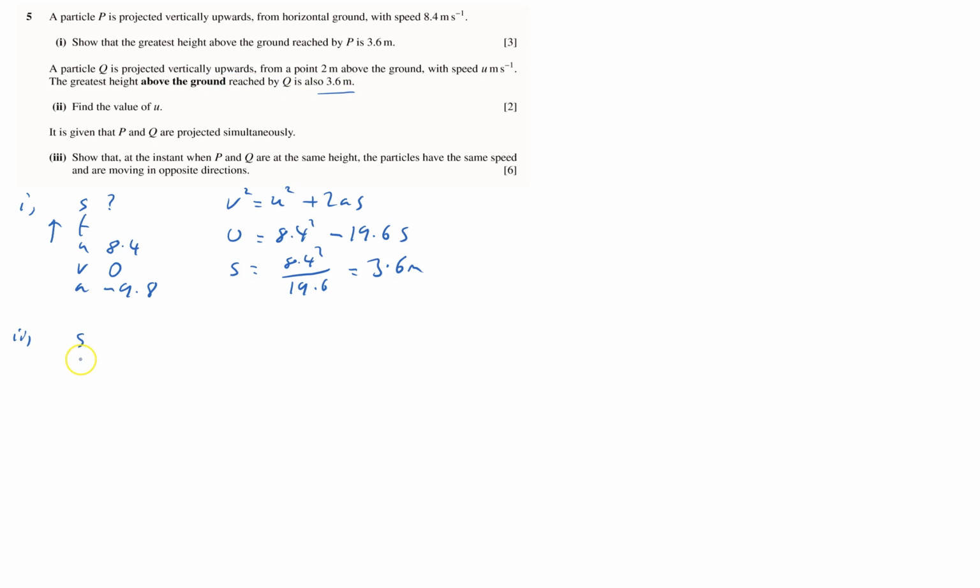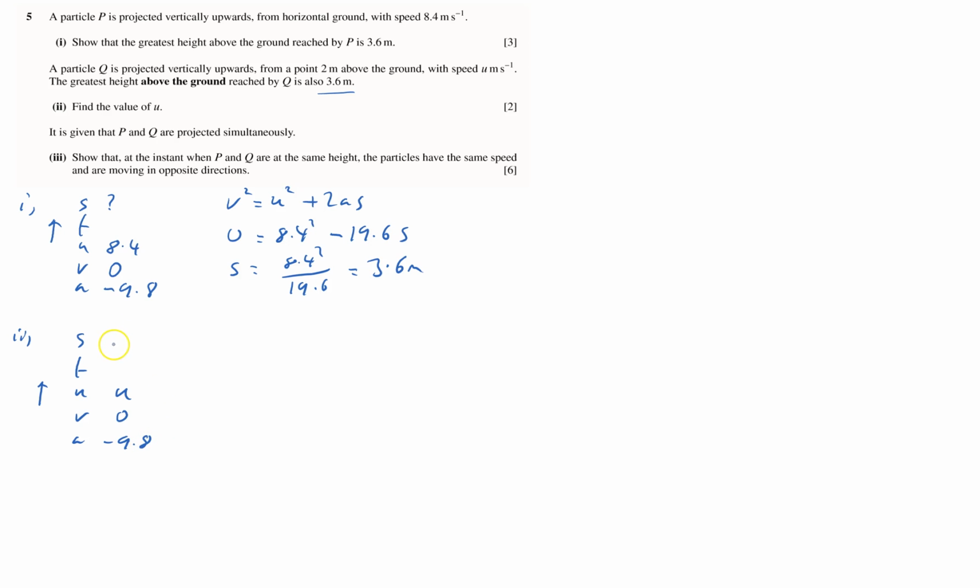Part 2, again this one's projected 2 meters above the ground, and the greatest height is also 3.6. So again this is going to be SUVAT, constant acceleration. Again we're going to take upwards to be positive. u is what we've got to find out, so we'll put u as u. The final velocity is going to be 0 because that's when it's at the top, and a is minus 9.8.